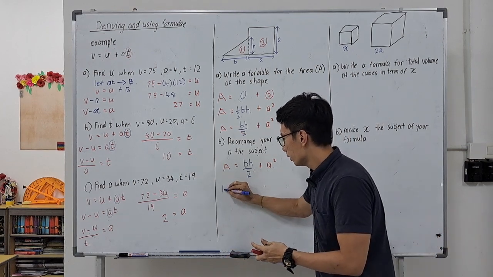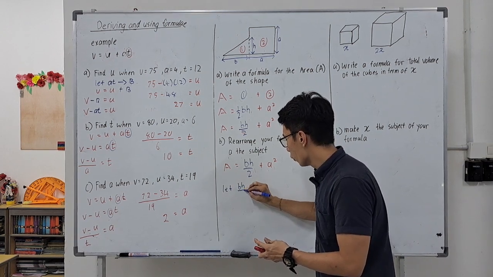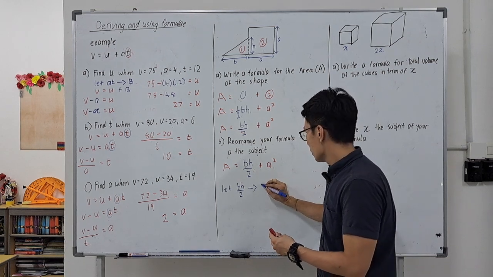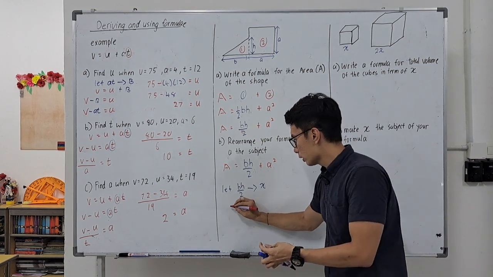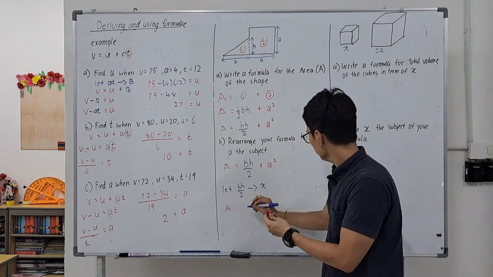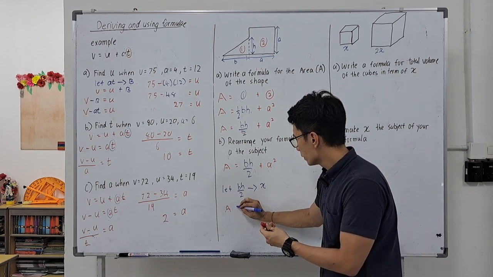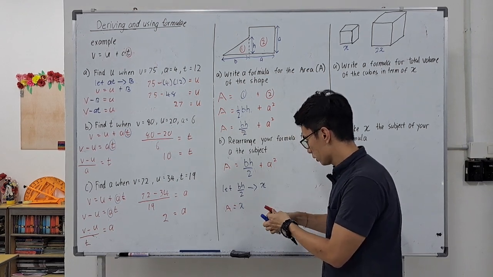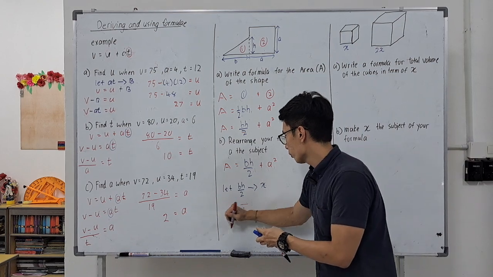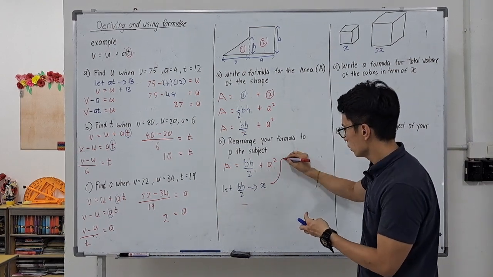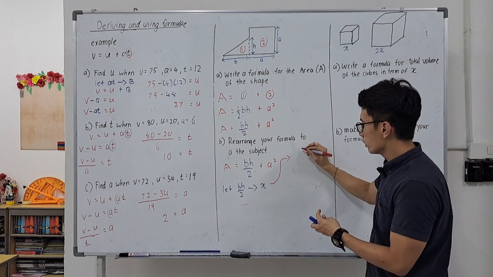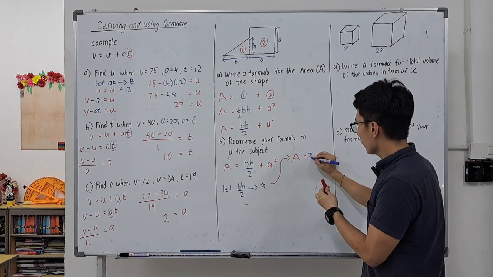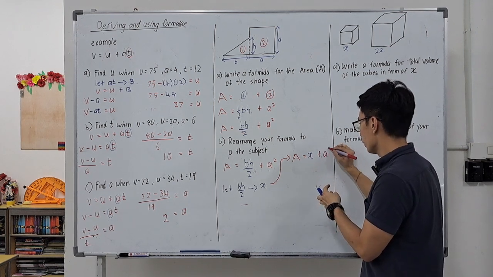Let's again say, let BH over 2 become something else. Let's just say we change it to x, since there's no x over here. So I can rewrite the equation as A equals x plus A squared. Let me rewrite this on top, so it's easier to see. So I can rewrite this as A equals x plus A squared, right?